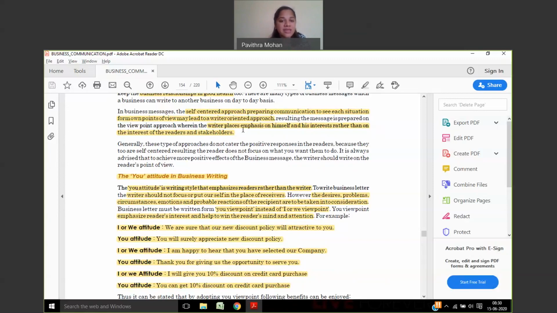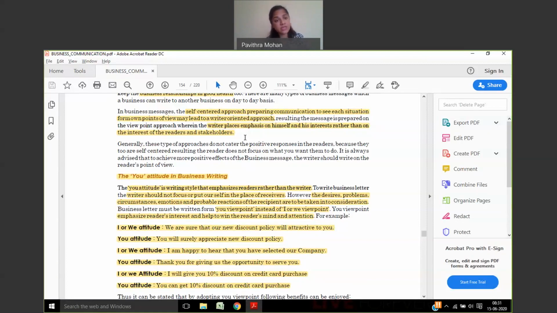After that, the writer places emphasis on himself and his interest rather than on the interest of the reader and stakeholder. Here, most of the times in business communication, let's say the company is going to declare a dividend of 10%. Okay, so first and foremost, when they issue a notice, they will say that the dividend of so and so percentage is being declared for this financial year. It will be information which is being provided, but a notice is something which is going to call for an AGM. Okay, in the AGM, these matters will be discussed in detail.